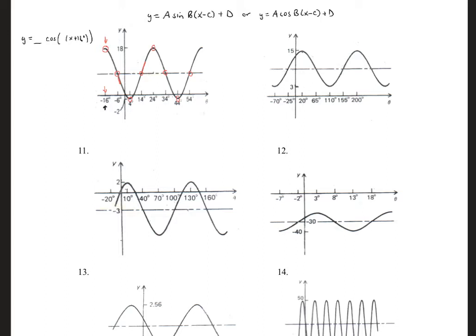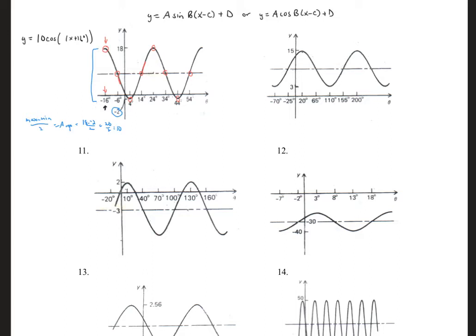Next, I'm going to look at the high point of 18 and the low point, it says right here, of negative 2. That means the max minus the min divided by 2 is going to be our amplitude. So for us that's 18 minus negative 2, divided by 2, which is 20 over 2, which is 10. I'm going to erase this now and put the 10 in that spot there. That's our amplitude.